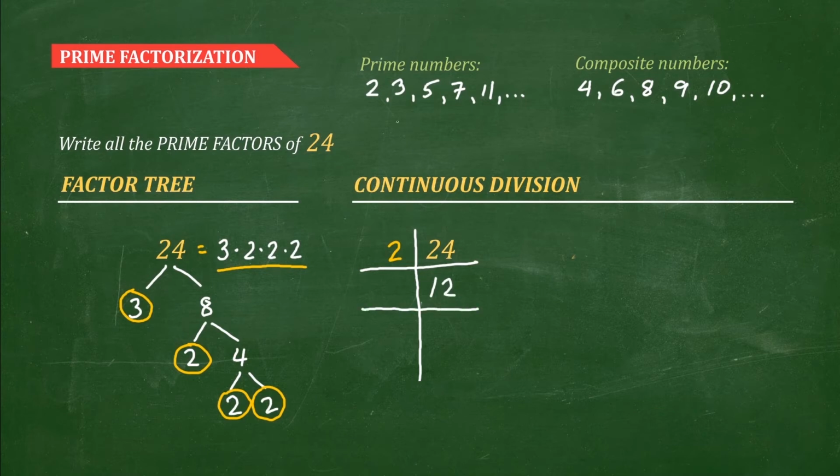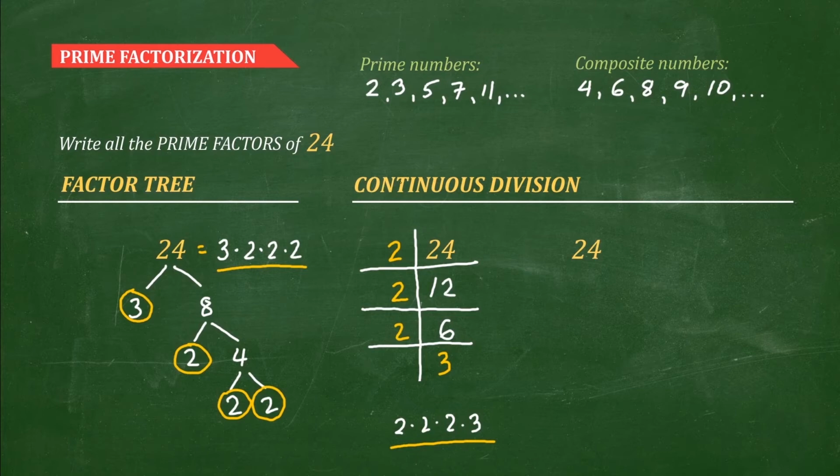12 is divisible by 2. Therefore, 6. 6 is divisible by 2. Therefore, 3. Which is of course now a prime number. Hence, looking at these parts of the table, the prime factors of 24 are 2, 2, 2, and 3, which is exactly the same as the other method.